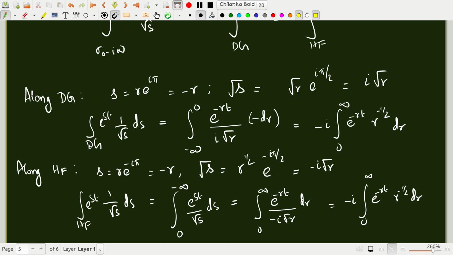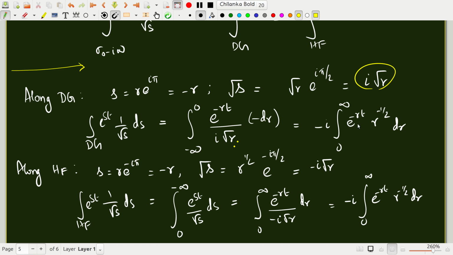So the integral over DG of e to the st, 1 over root s, ds is from minus infinity to 0, because you are going from here to here in that direction. e to the st becomes e to the minus rt, ds becomes minus dr from this expression, and 1 over root s becomes 1 over i root r from here. That's what I've written here. Now if I do this, I get minus i, and then I flip the range of integration and take a minus sign and so on, and do the simplification.